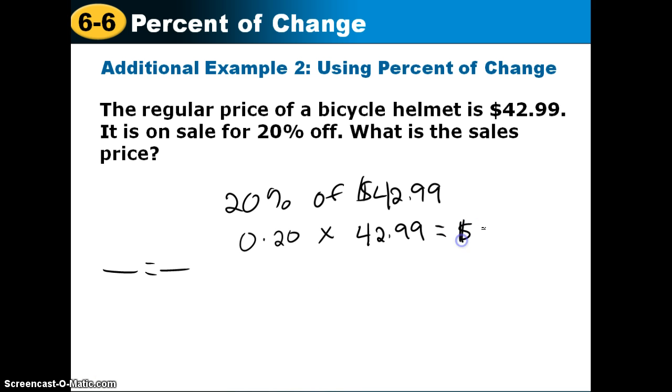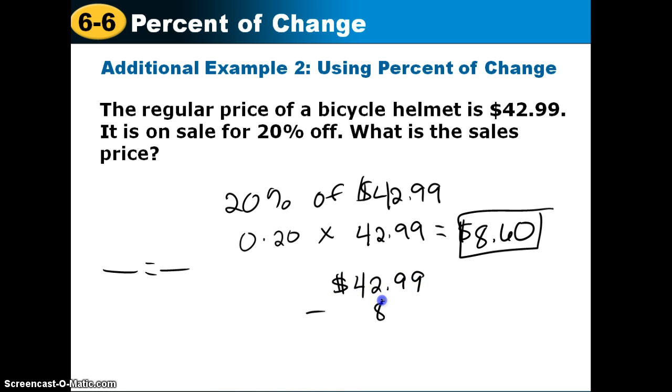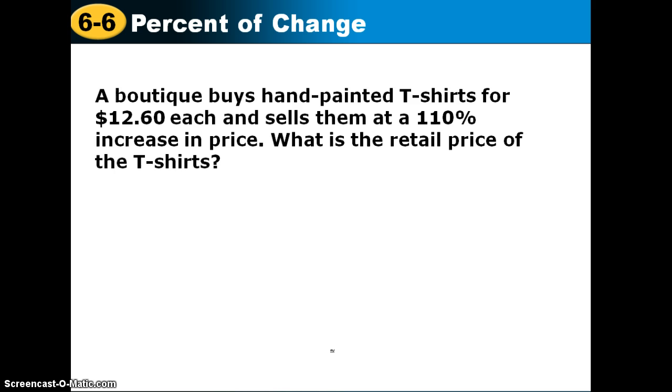This is going to round to $8.60, and that is the sale. Okay, since it's a sale, that's the money we're going to save. So take your original amount, $42.99, minus $8.60, and this will tell you what the sale price is. So 9 minus 0 is 9, 9 minus 6 is 3, bring my decimal. 2 minus 8, let's regroup. 12 minus 8 is 4, bring that 3 down. So my sale price is $34.39. Again, we've been working on these for weeks now. You know how to do those.